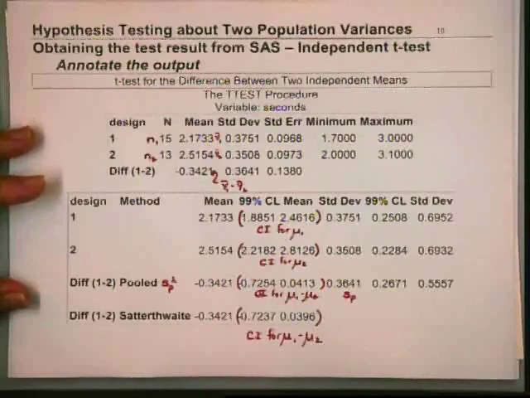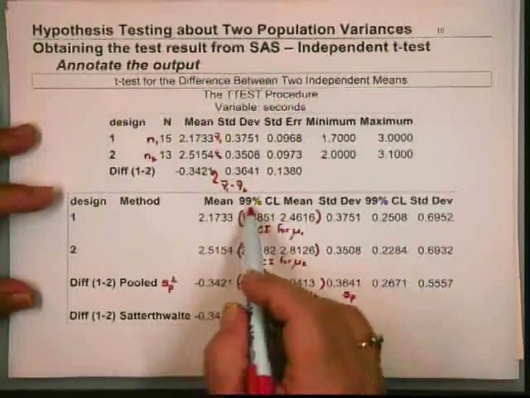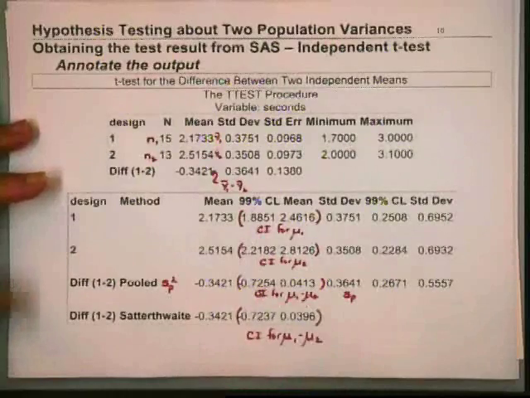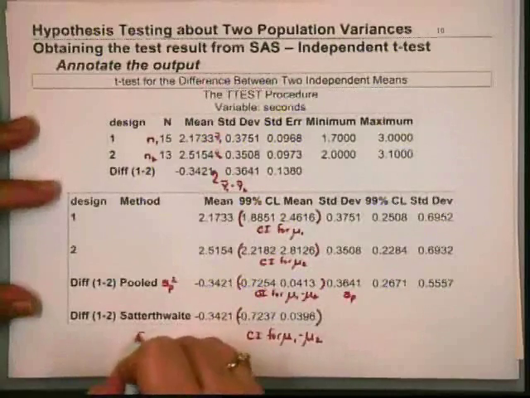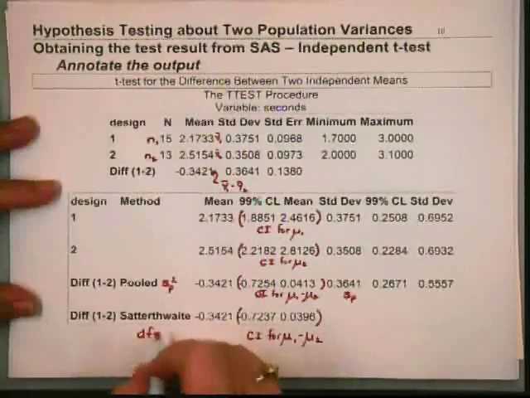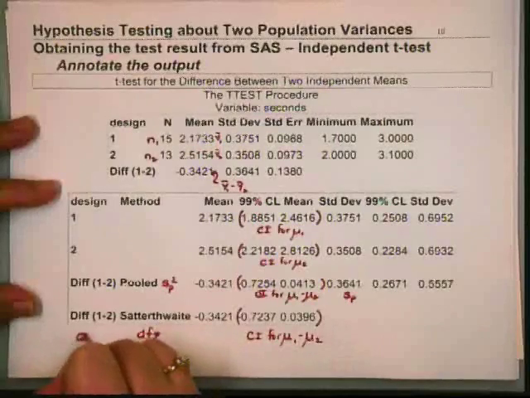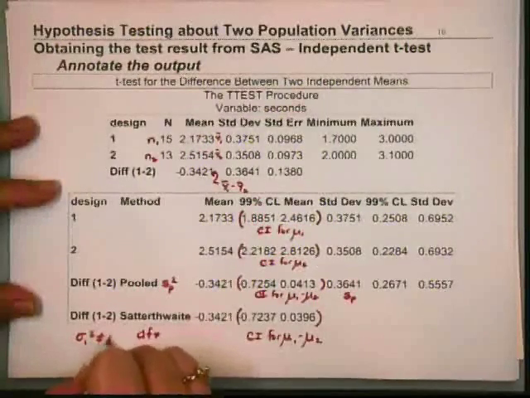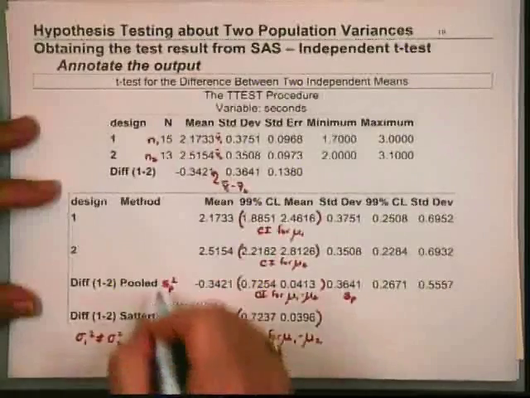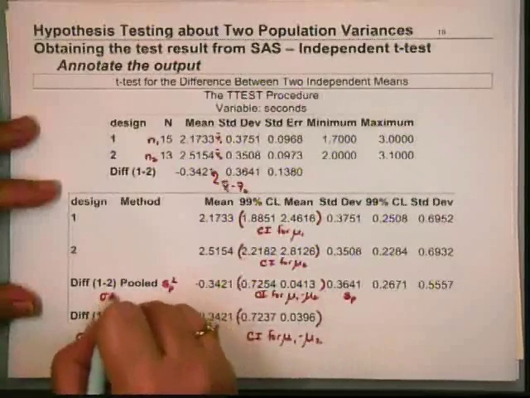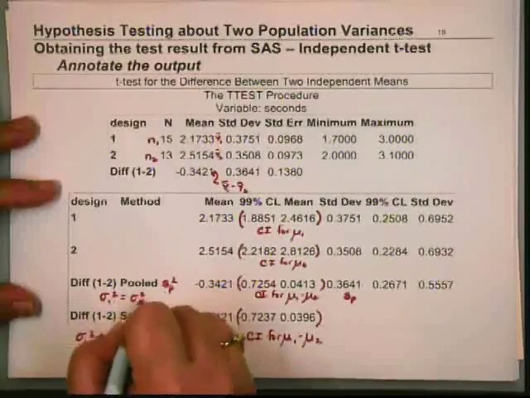The size of the interval is determined by the variance. These are 99% intervals given here. And so this is Satterthwaite. That means it's using that degrees of freedom star method that assumes sigma 1 squared is different from sigma 2 squared. For pooled, the assumption is that sigma 1 squared is equal to sigma 2 squared.